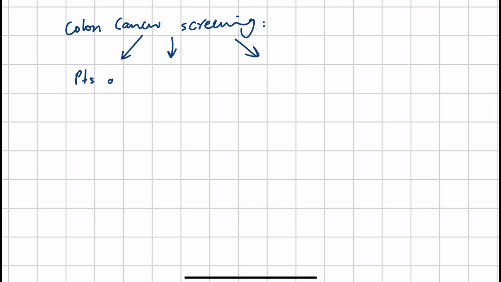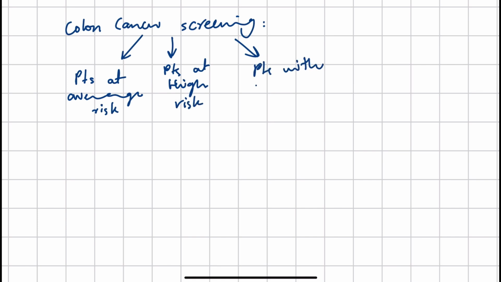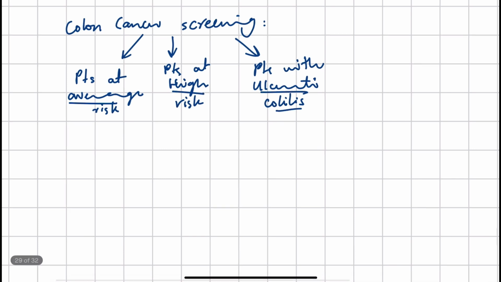Patients at average risk, like the normal patient population, patients at high risk, then we have the patients with ulcerative colitis. Okay, so these are the 3 categories: average risk, high risk, ulcerative colitis. So in average risk patients, the magic number is 45. Whenever the patient turns 45, that's when you will start with the screening for colon cancer.